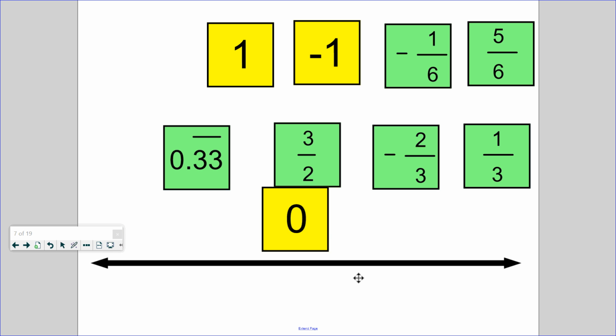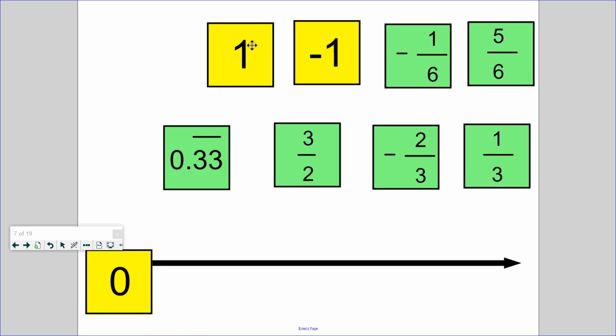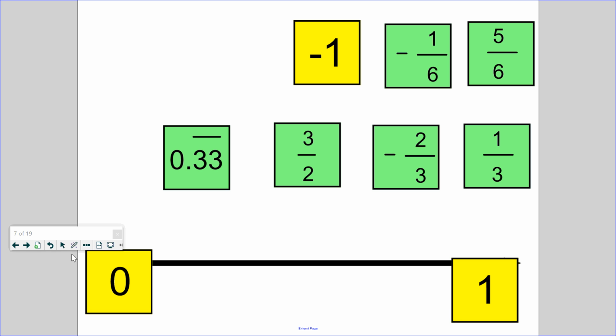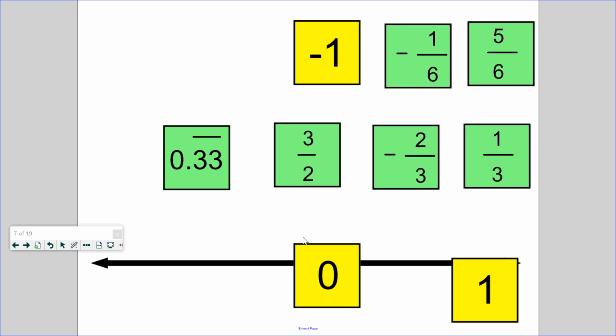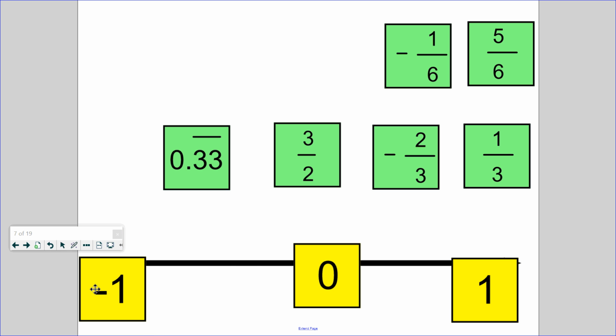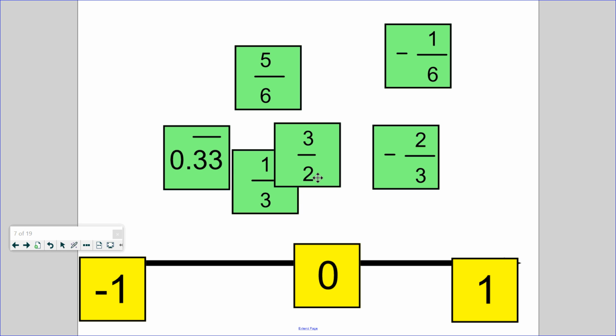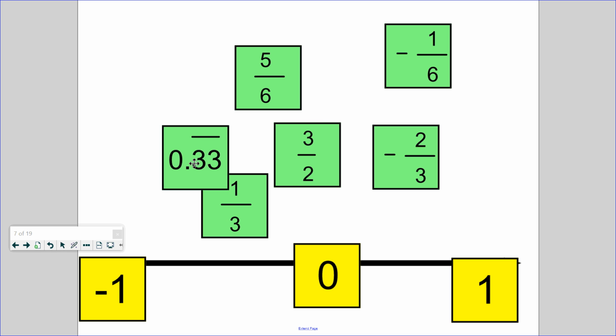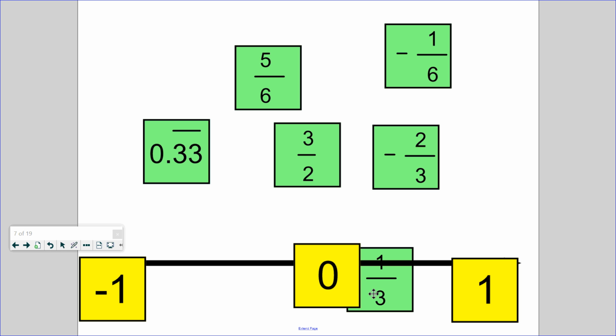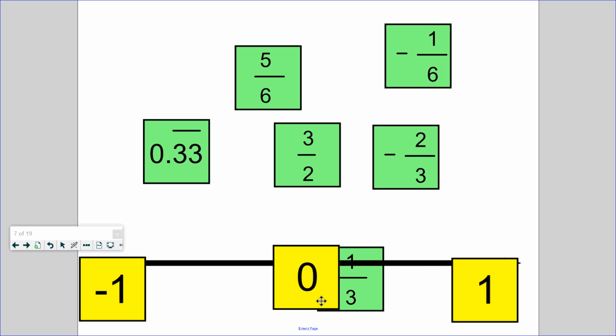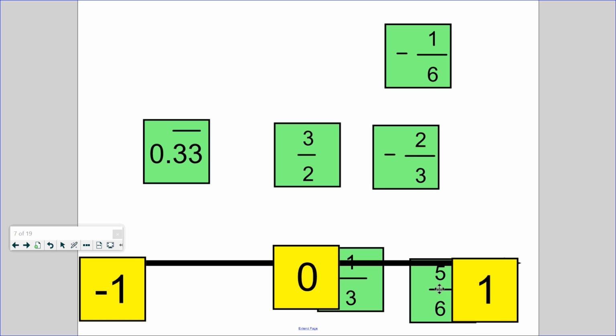And our last example, we have 0. We have 1. Oh, I see negatives. So let's put negatives right here on the left. Let's do all the positive first. Positive, positive, positive. Well, 1/3, I go right here. That's closer to 0. Is this more than half or less than half? What's half of 6? 3/6. So it's more than half, so it goes closer to 1.